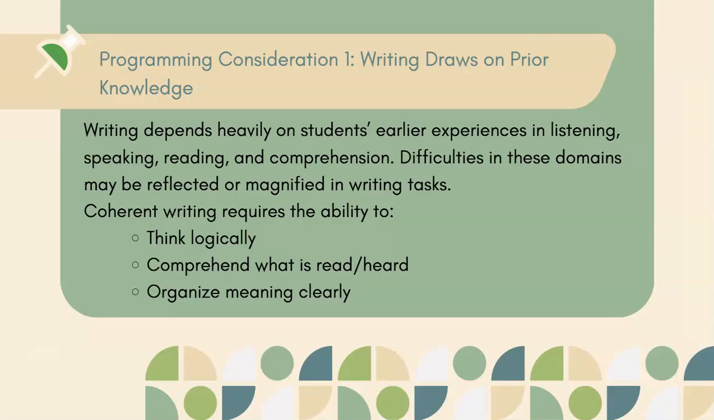So if you have a student who, let's say in elementary school, has an issue with comprehension or listening, that can continue throughout their educational years, but it can also be magnified and reflected in their writing as they continue. Coherent writing requires the ability to think logically, comprehend what is being read and or heard, and organize the meaning of the writing clearly.